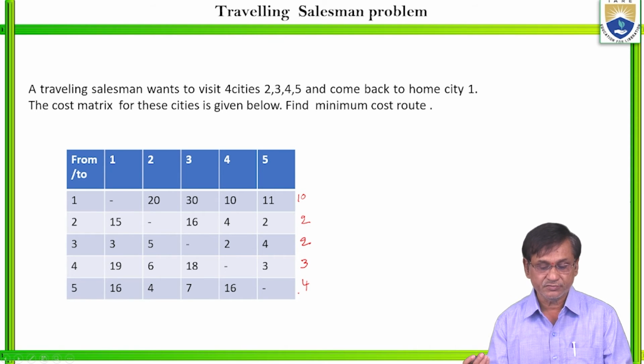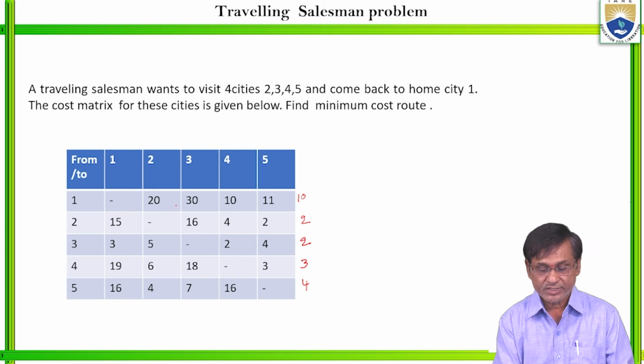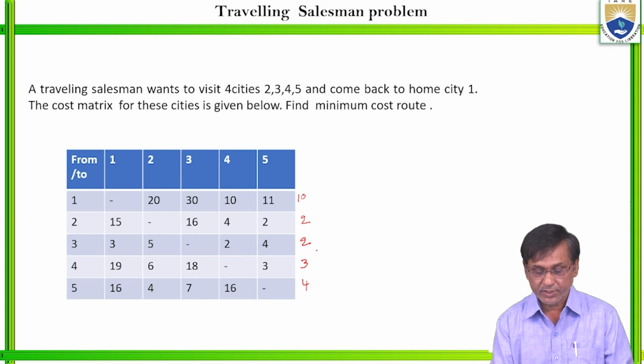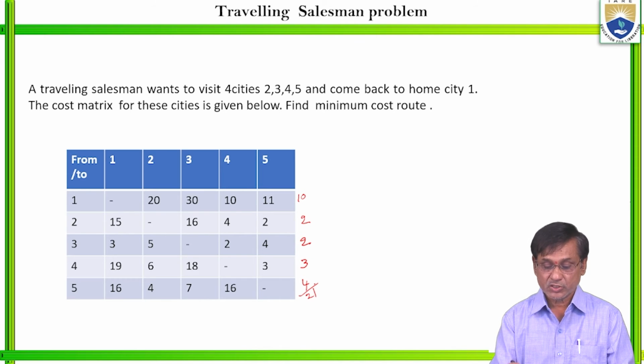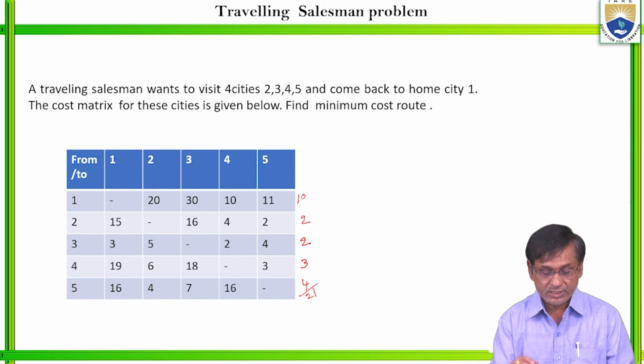So first, for reduction of the matrix, we have to select the smallest element in each row. In the first row, the smallest element is 10. In the second row, the smallest element is 2. In the third row, the smallest element is 2. In the fourth row, the smallest element is 3. And fifth row, the smallest element is 4. So what is the total value? 10 plus 2, 12 plus 2, 14 plus 3, 17 plus 4, 21. 21 is the reduction possible in case of the given matrix by using the rows only.